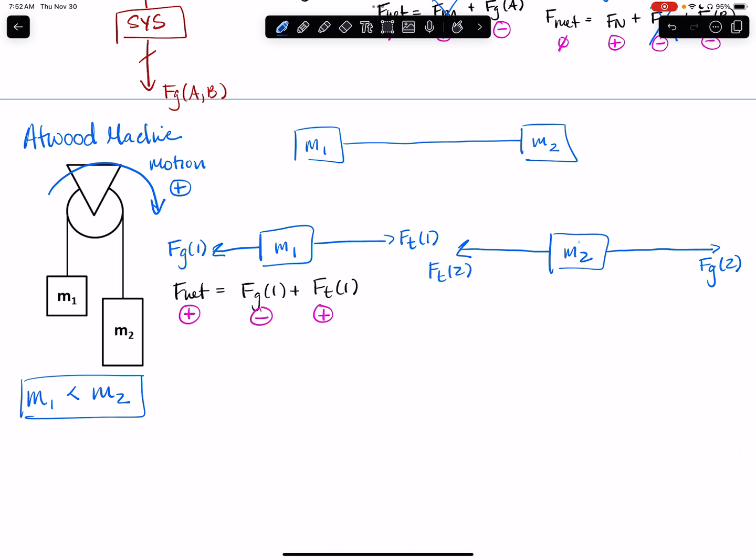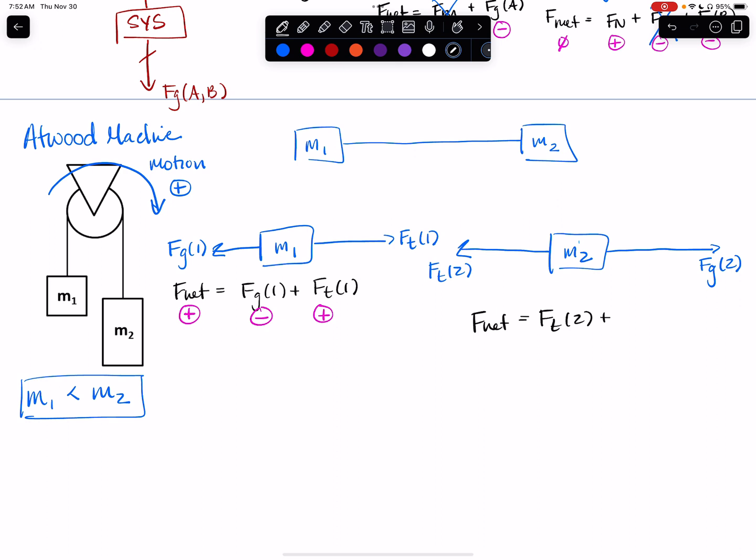All right, so when I write my F net equation here, I'm again going to have a tension force on 2 and a gravitational force on 2. I know that the gravitational force, which is pointed right, is positive. The tension force is left, which is negative. And because of motion, F net must be positive. It makes sense because my gravitational force is greater than my tension force, so my positive value is greater than my negative, and my overall value will be positive.